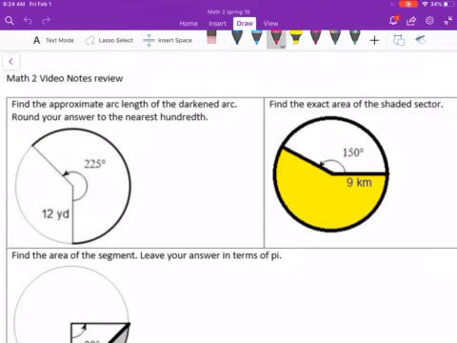So if it says arc length, that's a sign to you that you are going to be using circumference, which that equation is 2 pi r. All right, but we don't want the whole circumference. We only want 225 degrees out of the whole circle. And it says round your answer to the nearest hundredth.